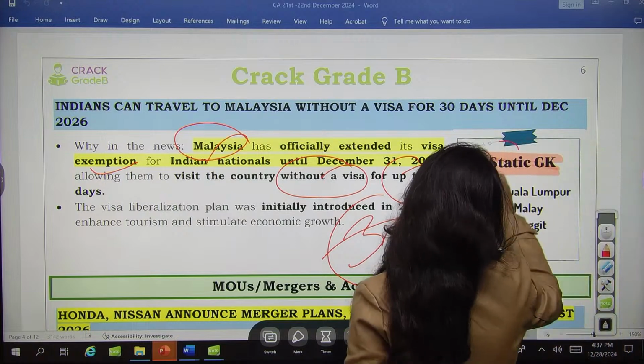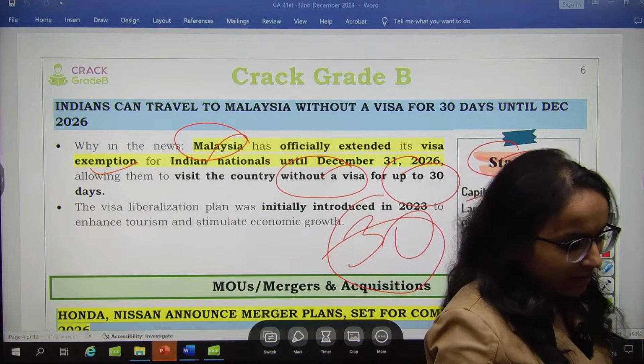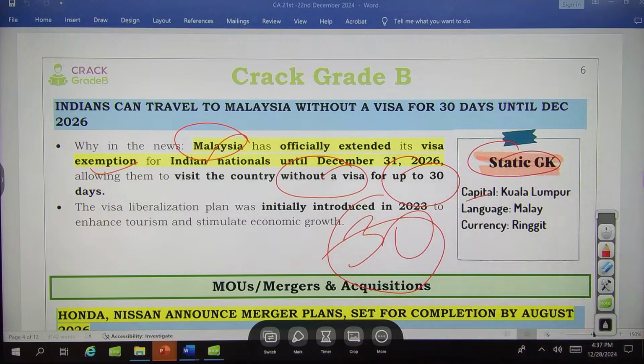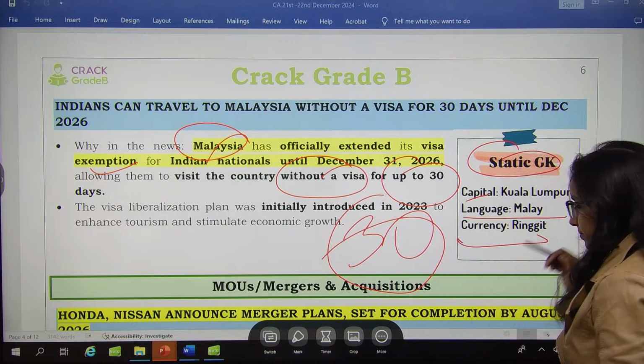And in static GK portion, since Malaysia is in news, you should be knowing the capital, language and currency of Malaysia. The capital of Malaysia is Kuala Lumpur, language is Malay and currency is ringgit. Remember.